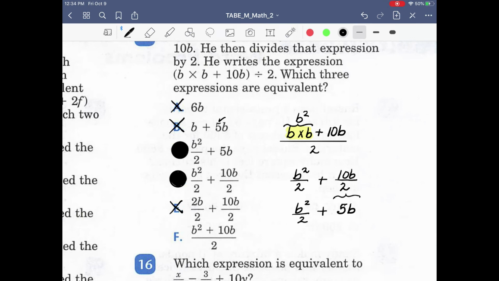So what about F? Could that one be? Absolutely it could, because it has the b squared and the 10b. It has the denominator of a 2. So F is your third correct choice. Very little math to be done there. I did some basic division, but that's it. This is a thinking problem, and it is not easy.